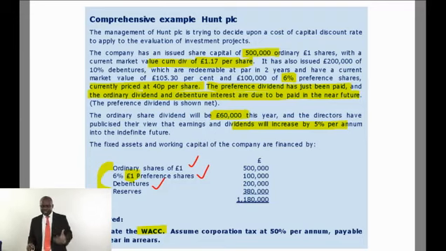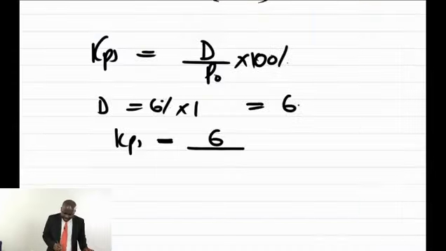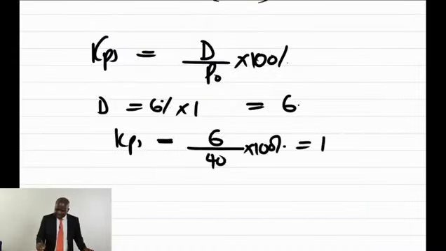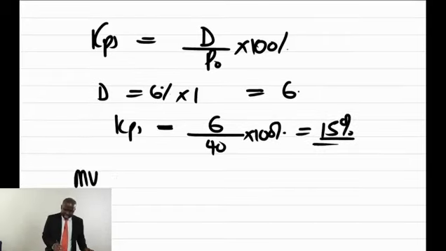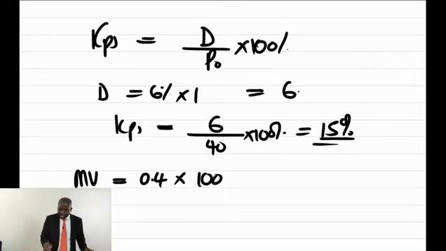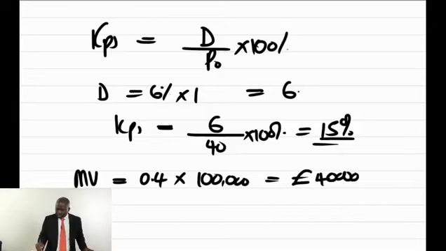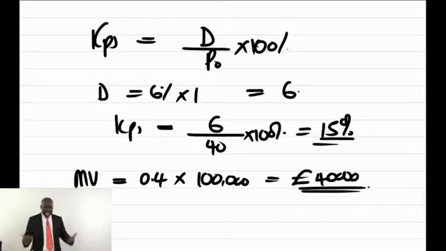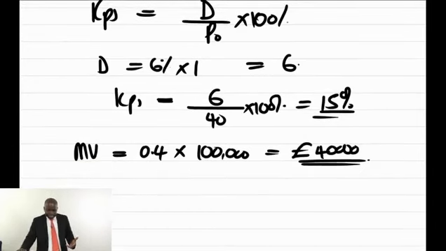So if the preference dividend has just been paid, then that 40 is excluding the dividend that has already been paid. It's gone. Therefore, I can pick the 40 and I divide by 40 multiplied by 100%, and that is what is giving 15%. What then will be the ex-div market value? I will get the 40p multiplied by, they have got 100,000 shares. So this one will give me £40,000. Okay, I am done with the preference shares.